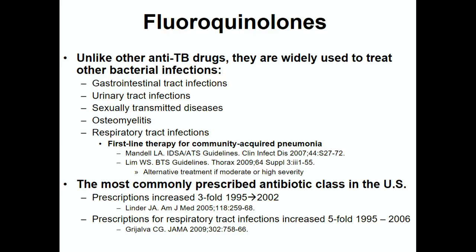Unlike other anti-TB drugs, they are widely used to treat other bacterial infections, and I've listed them here. Most importantly are respiratory tract infections, where they remain first-line therapy for community-acquired pneumonia. These guidelines are generally in the process of constant update, but these are the most recent guidelines from the IDSA, ATS, as well as the British Thoracic Society. And in the United States, quinolones are the most commonly prescribed antibiotic class. You can see that there was a 3-fold increase in their use over a 7-year period, and here prescriptions for respiratory tract infections increased 5-fold over an 11-year period.